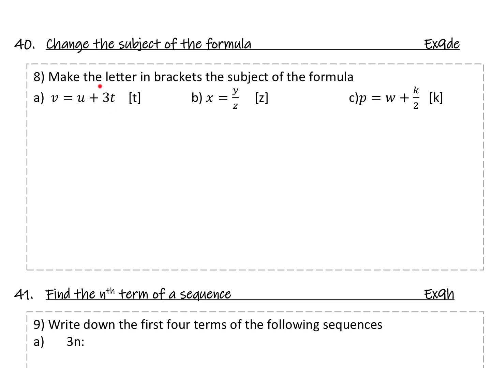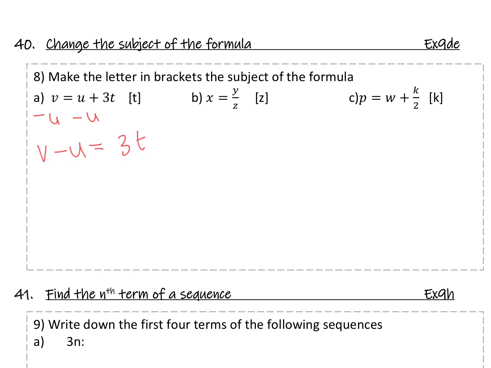So anything on the same side as T has to be removed. We start off with the things that are further away from it, which is the U. We want to take off U from both sides. And then we'd have V take away U. So V take away U. On the right hand side, U take away U, it's gone now. And you're just left with the 3t. So 3t is equal to V minus U.